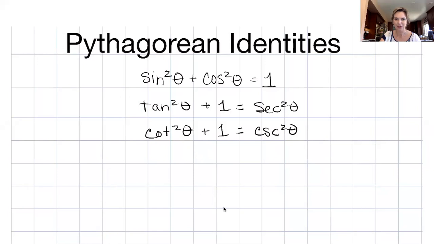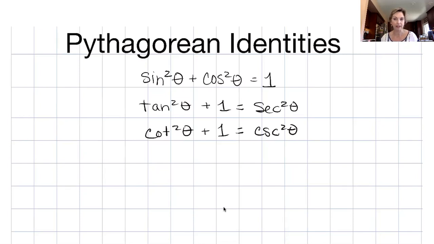Right here, you can see 3 Pythagorean identities listed. You have choices when you're working with your trig identities. The most common one is the one on top, sine squared plus cosine squared equals 1. That's going to be the one you use the most often, but you do have 2 other choices when you're working with your Pythagorean identities. Let's go ahead and start using these.